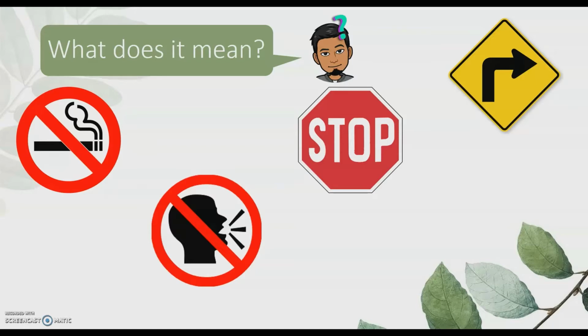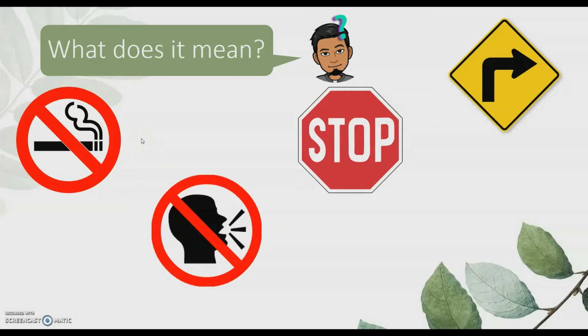Okay, so this is the picture of signs. Sign. Okay, in Malay we call it papan tanda. Okay. So can you see the first one? The one in the red and here got the cigarette. Okay. So what does it mean? What does the sign mean? Can you guess what the sign means?